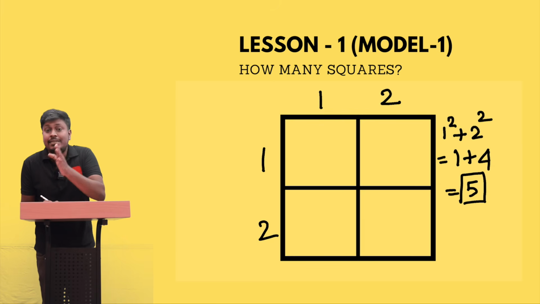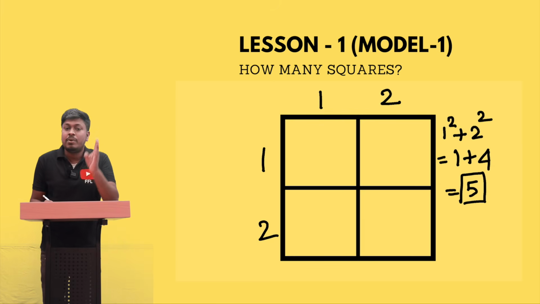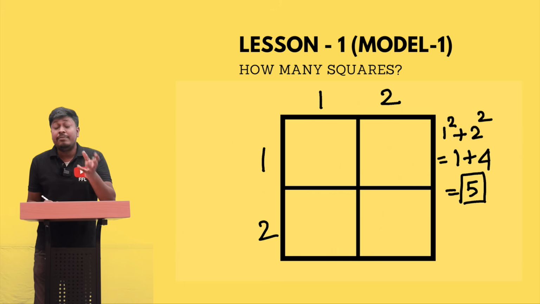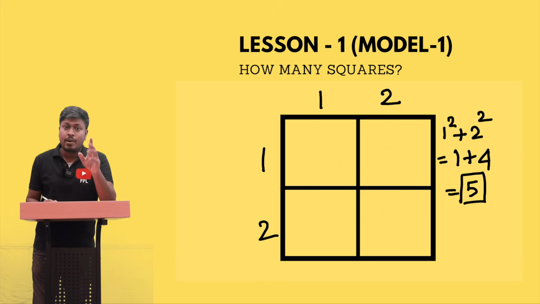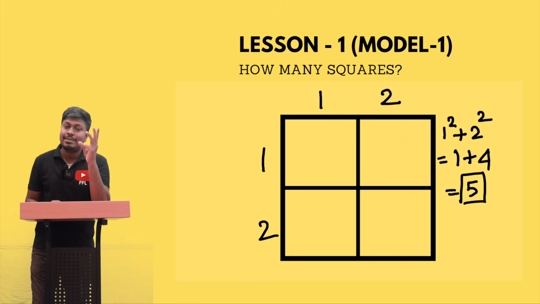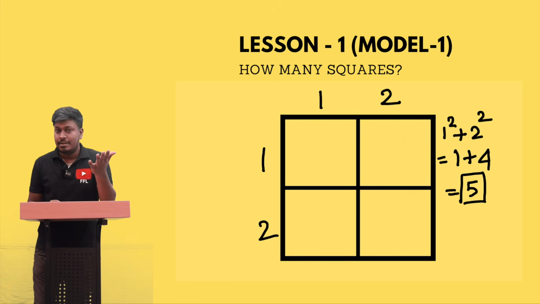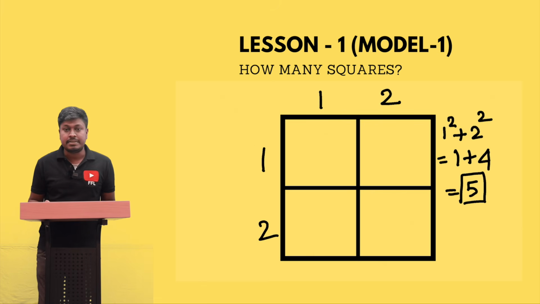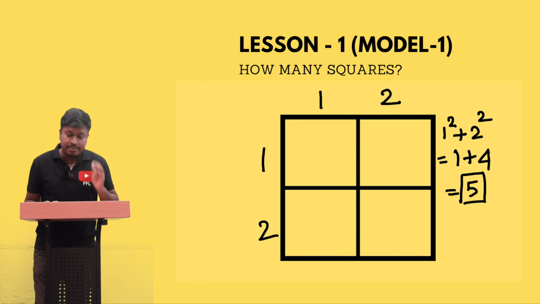In case there are 3 rows, you should continue adding 1 square, 2 square, 3 square. If there are 5 rows and 5 columns, then you have to sum 1 square, always starting from 1. Got it? 1 square plus 2 square, 3 square, 4 square, 5 square. Then you add all the numbers, and that will be your final answer. So finally we can say that there are 5 squares in the given figure.